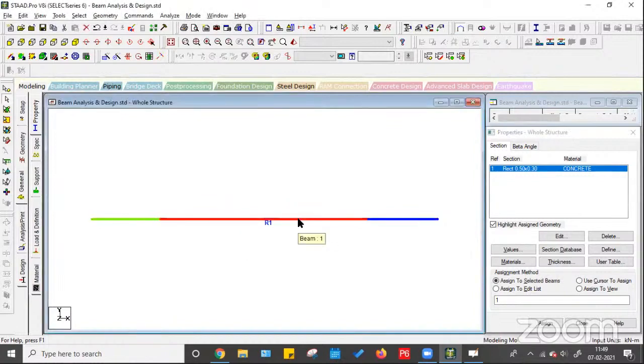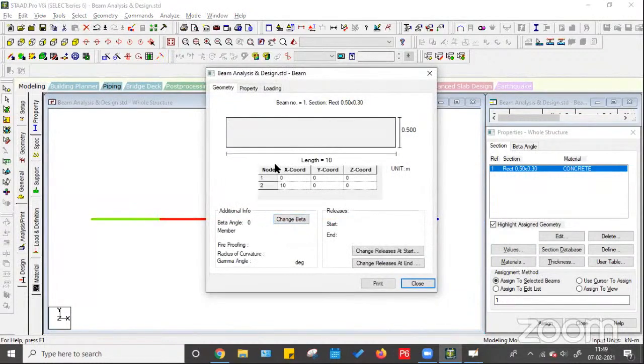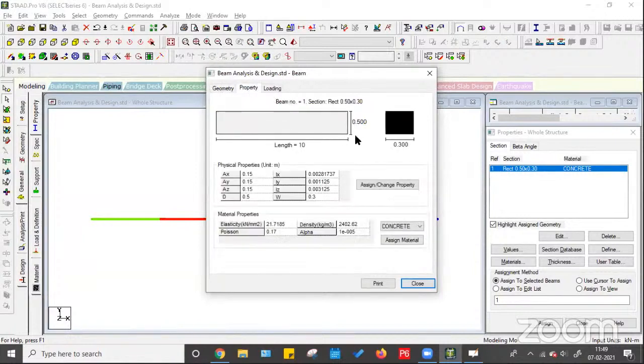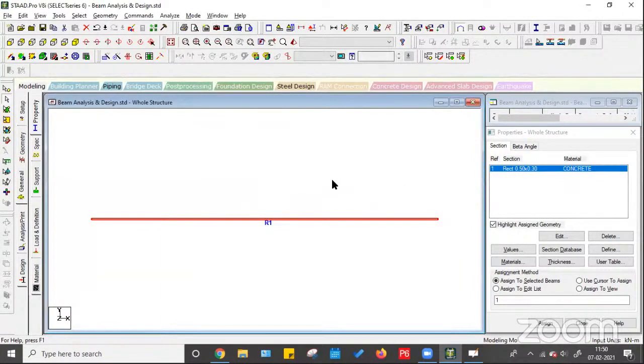If you want to check whether the property is assigned or not, you can right click on the beam, or the best way is to just double click on the beam. You see the geometry, you see the property: 500 by 300, 0.5 by 0.3. Length is also given. The material property is also given, concrete. So this makes it clear that you have actually assigned the properties to this beam.